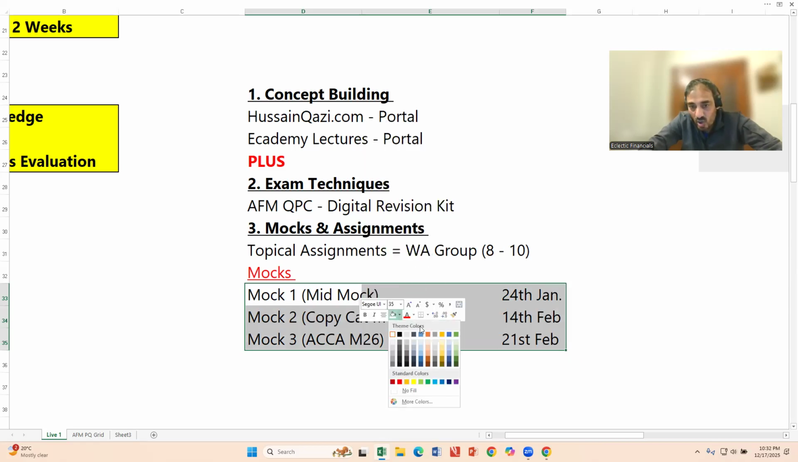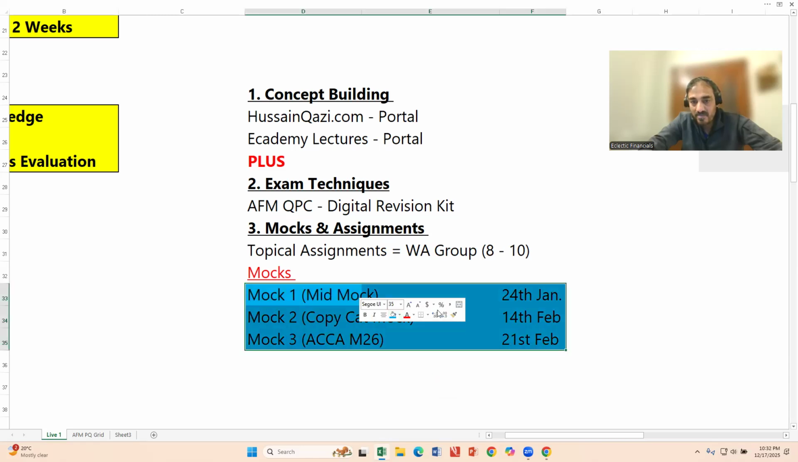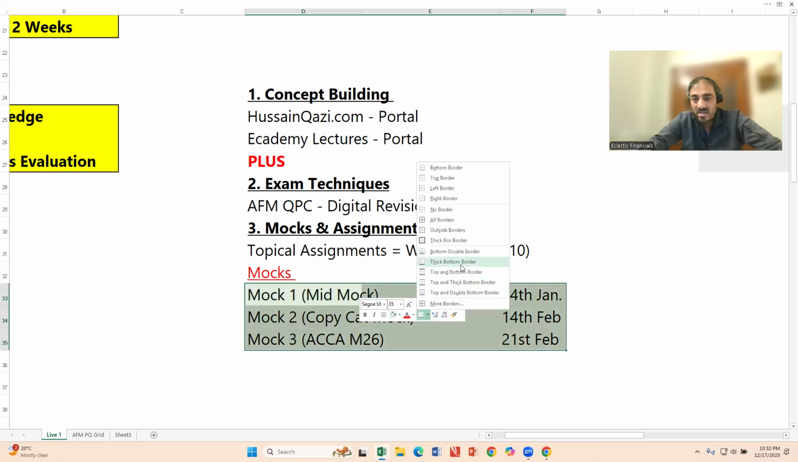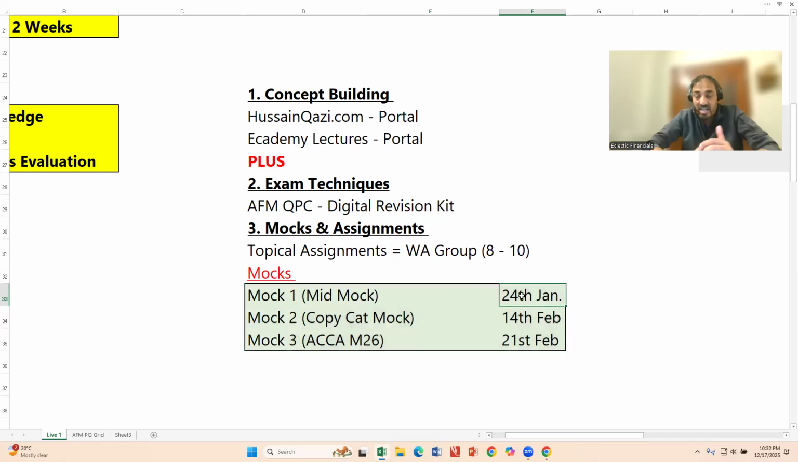Point number 1, 0% tolerance. I will not tolerate any single student who says, no sir, by 25th January, the day of the mock, 4 components need to be covered but I was only able to cover 2, so I will not attempt the mock. Don't worry. Even if you have completed 50%, 40%, or 10%, you have to attempt the mock. 0% tolerance.